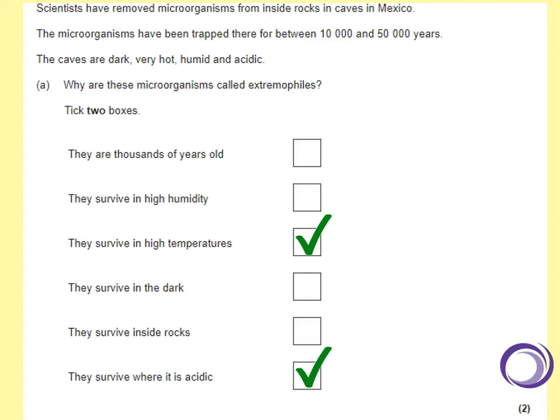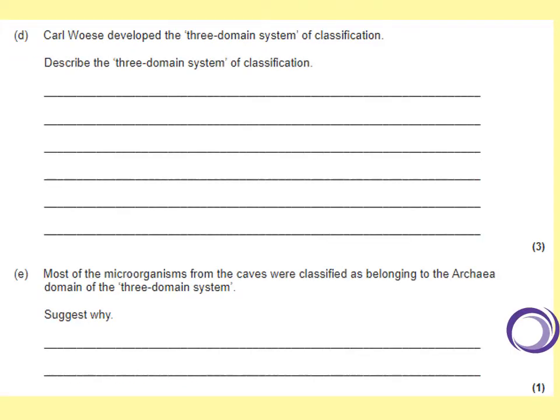The very hot and the acidic are classed as extreme conditions. Okay, the next question's then. I'm going to give you 4 minutes this time. So we've got something about the three-domain system at the top, and I want you to read the whole question. And then it's asking you to think about the microorganisms from the caves that were mentioned earlier. So I'm going to give you 4 minutes, starting now.